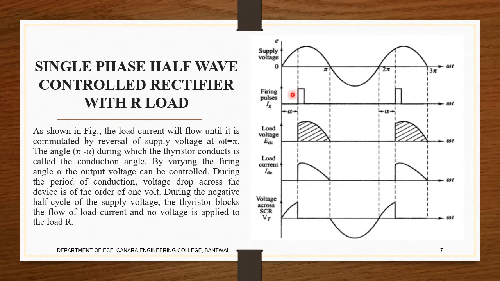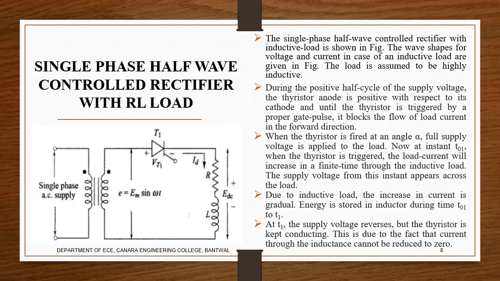By varying the firing angle alpha, the output voltage can be controlled here. If you want to trigger it here, you can vary the conduction angle with respect to alpha. Alpha is the triggering angle. During the period of conduction, the voltage across the device is in the order of volts. During the negative cycle, the thyristor blocks the flow of load current and no voltage is applied to the load, and this is the waveform.